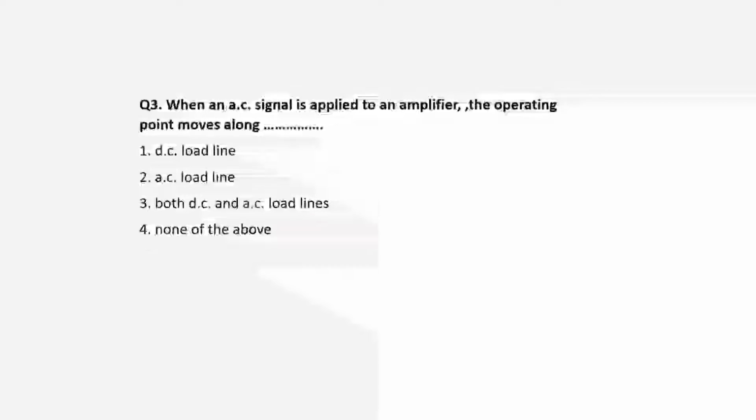Now, the third question is that when the AC signal is applied to an amplifier, the operating point moves along with. This is very important in the case of a transistor amplifier. That is the operating point, sometimes also called the Q point or quiescent point. Here, the answer is that it moves with the AC load line, because we are amplifying the AC signal.